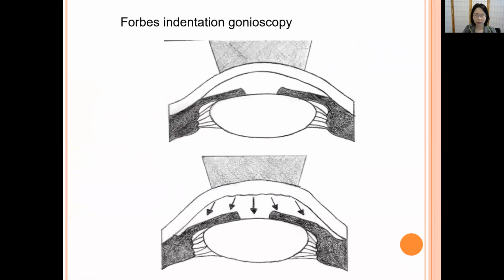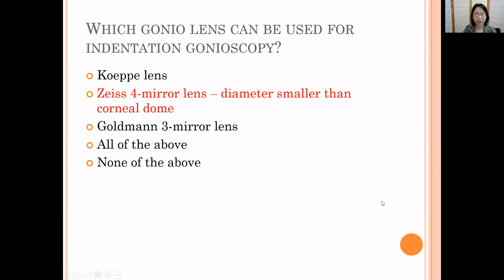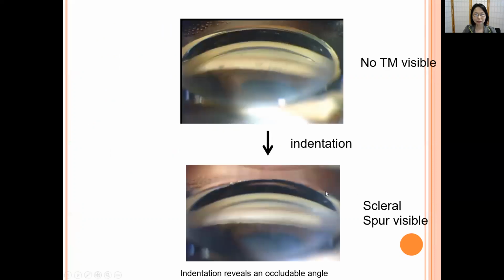I just want to remind you, before I go to the right answer, that you do need a lens whose diameter is smaller than the dome of the cornea, so that you can actually apply that pressure and cause indentation. Hence, to go back to the question, the right answer here is Zeiss 4 mirror, because its diameter is smaller than that of the corneal dome. Other lenses which you can use to perform indentation gonioscopy include the Posner lens and the Sussman lens.